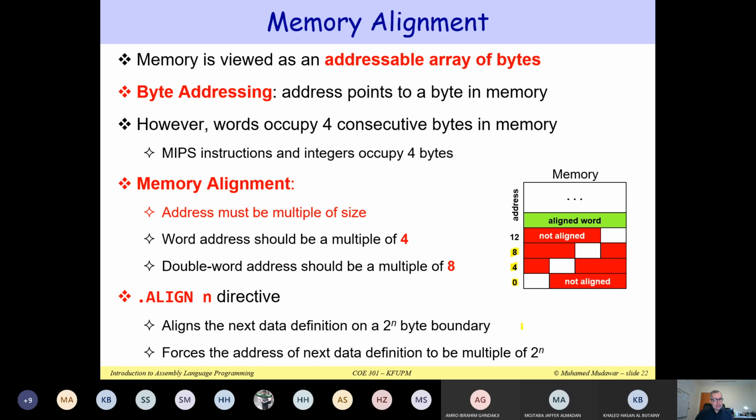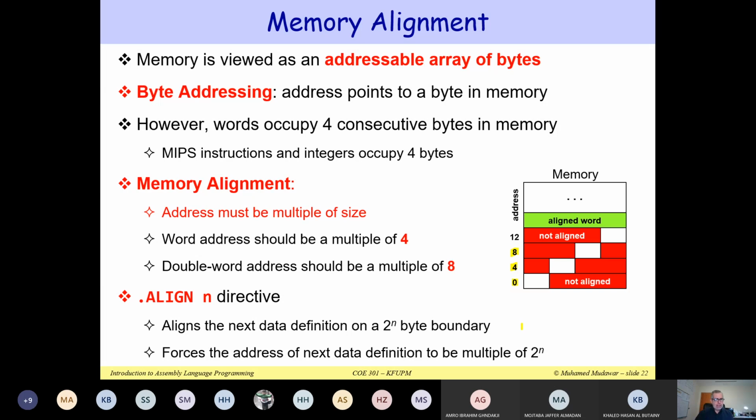Now, if the address is a multiple of 4, because the word is 4 bytes, so if the address is a multiple of the size of the entity that you would like to allocate, for example, in the case of the word, 4 bytes, so the address should be a multiple of 4 bytes, then we say that the data is aligned in memory. And if it is not a multiple of 4, then we say that the data is not aligned in memory. That's very simple.